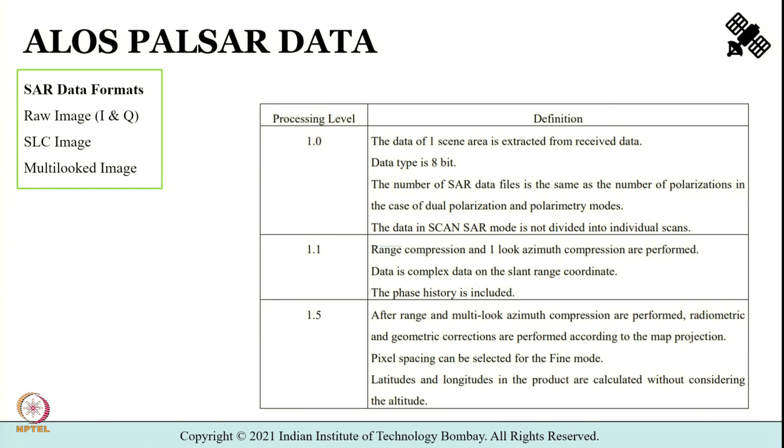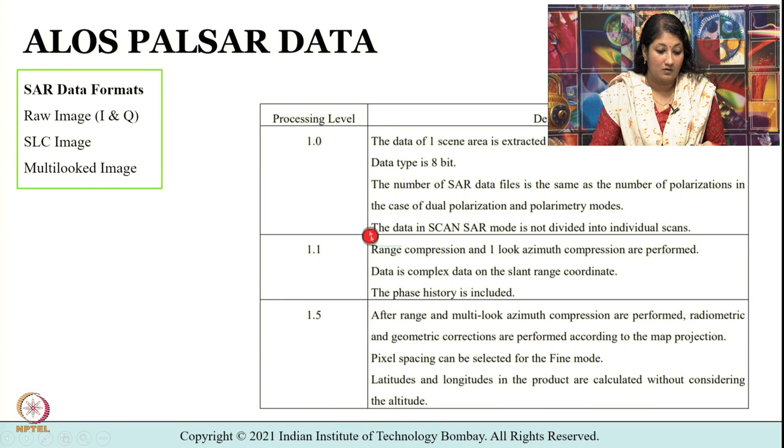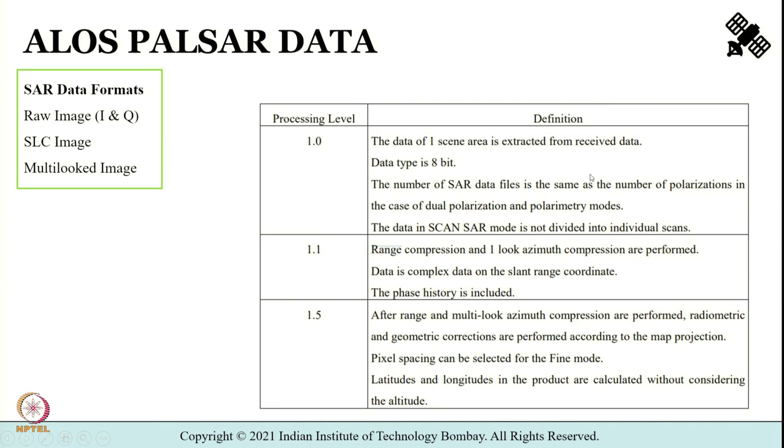For this particular section of the tutorial, we shall be using the Alos Palsar data, which was downloaded for the Mumbai region. And as before, I hope you are familiar with the processing levels now. Processing level 1, 1.1, 1.5 and what they mean, we have already covered as part of tutorial 2. And by now you may also be aware of what I and Q are, that is intensity and phase information in a synthetic aperture radar image.